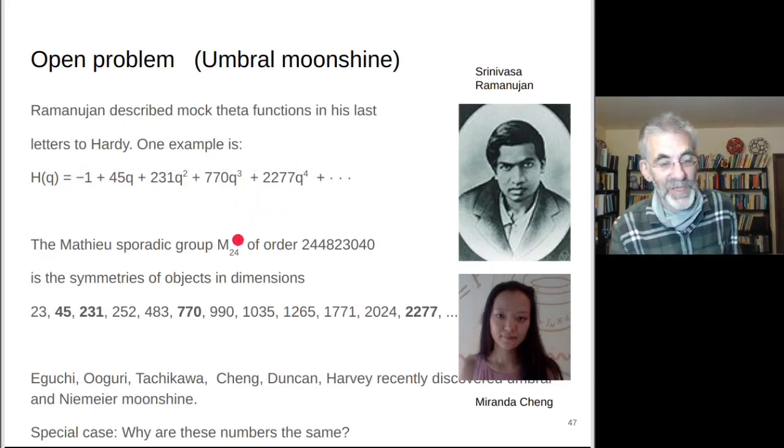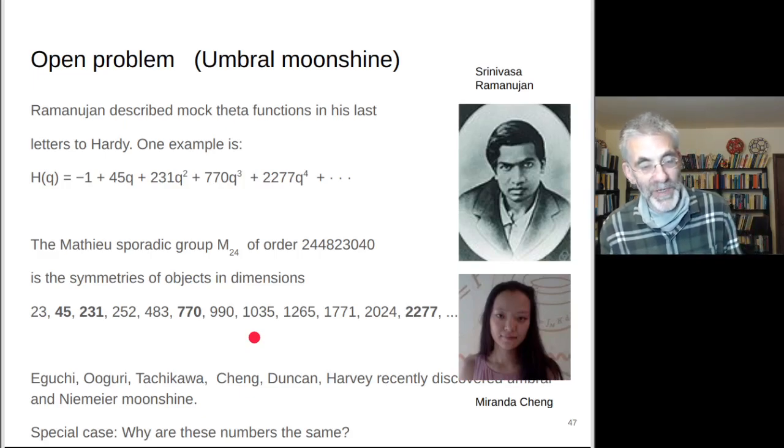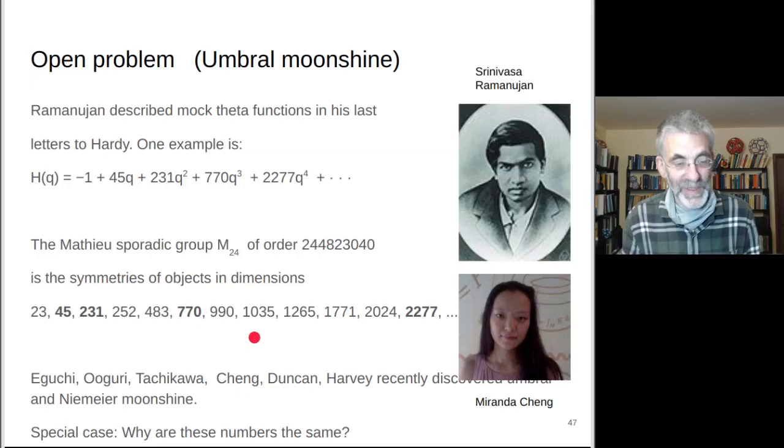On the other hand, the Mathieu group M24 that I mentioned earlier has representations in the following dimensions: 23, 45, 231, and so on. Now, if you look at the numbers 45, 231, 770, 2277, and so on, they are the coefficients of this mock theta function. So I think this was originally observed by Eguchi, Ooguri, and Tachikawa, and Cheng and Duncan and Harvey then pushed this a lot further and showed there were lots of bizarre relations between the group M24 and M12 and other groups, and certain Niemeyer lattices, which are rather similar to the Leech lattice. They're certain lattices in 24 dimensions.